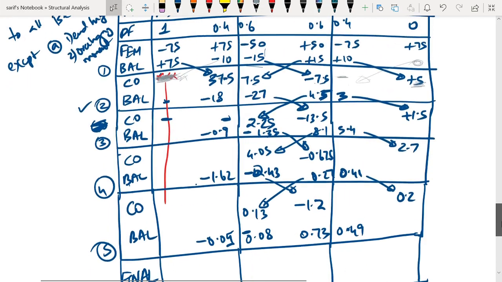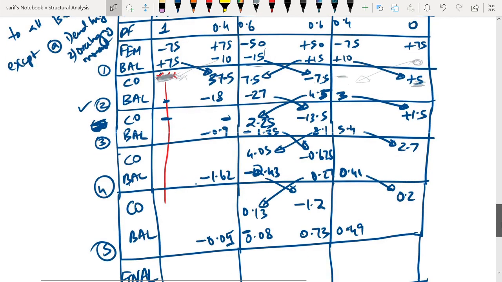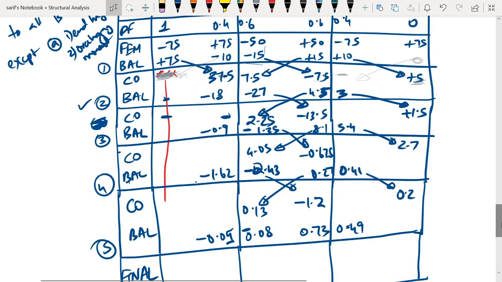So basically what we have done is around 5 cycles of balancing, and after the 5 cycles, if you look, the balancing moments are very small, less than 1 kilonewton meter, so we stop the further cycles of balancing and moment distribution. Now all we have to do is add all the values in each of the columns.